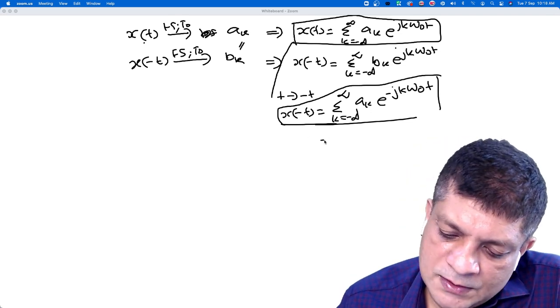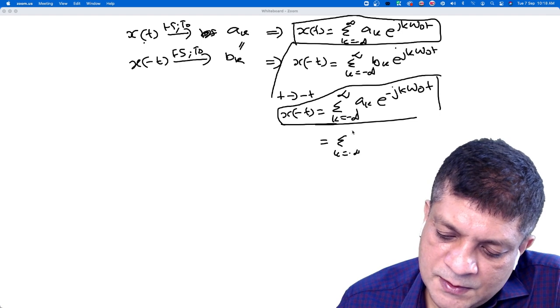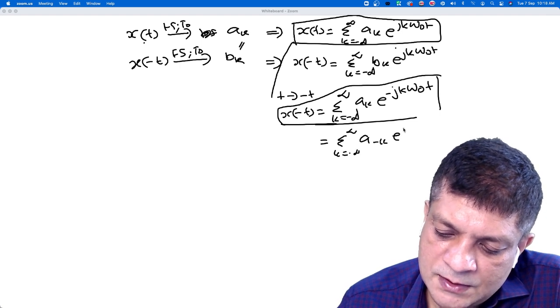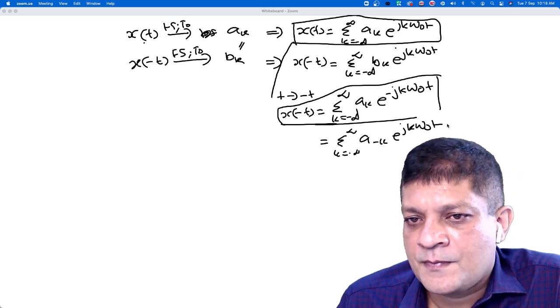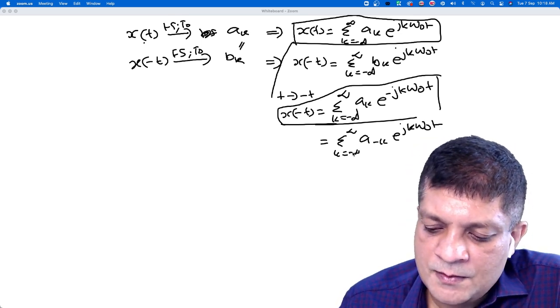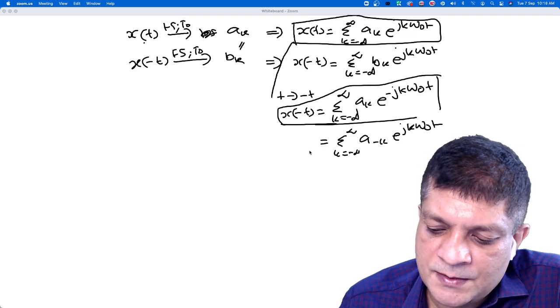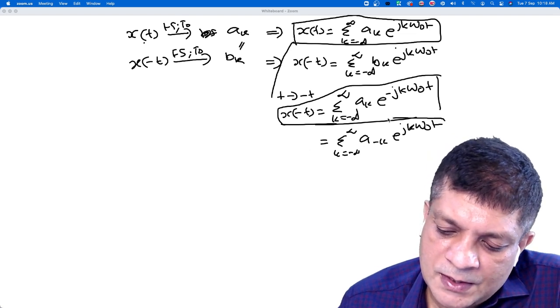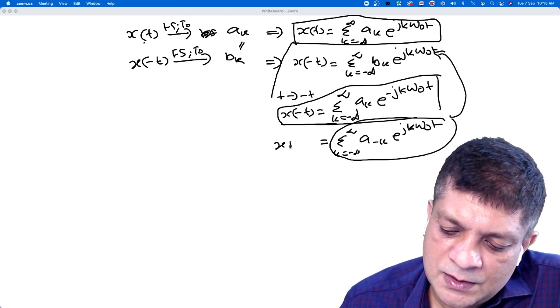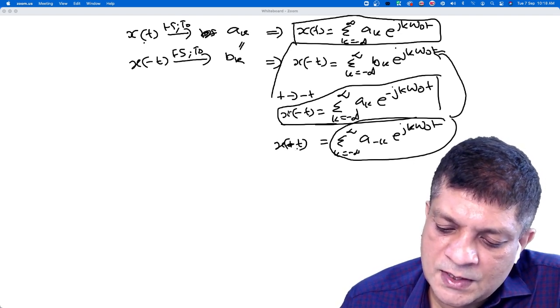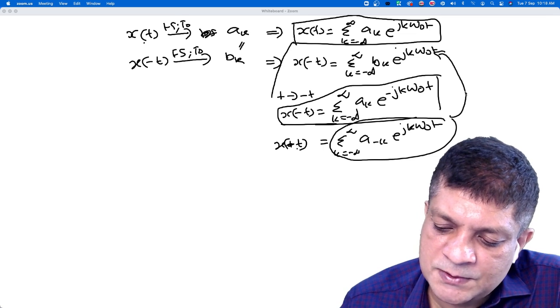So can we write this as summation k from minus infinity to infinity a minus k e raised to j k omega naught t? Yes, sir. Simply replacing k with minus k. Now we can directly compare these two, isn't it? The left hand side is the same, x of minus t, so this must be the same.